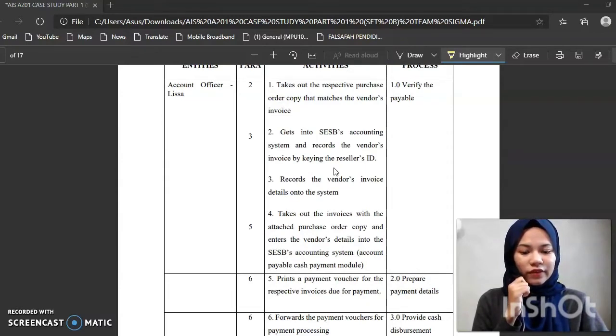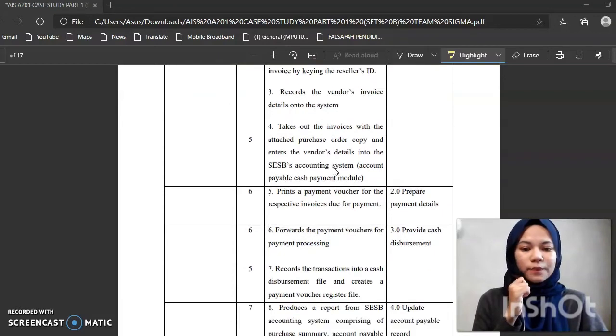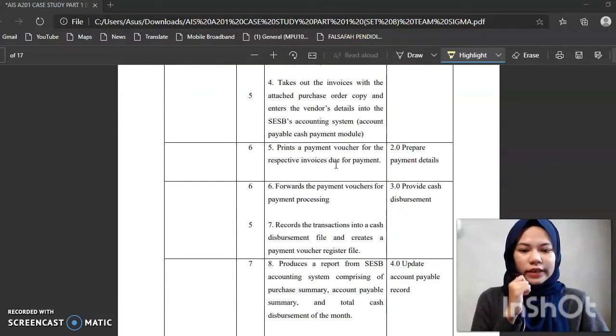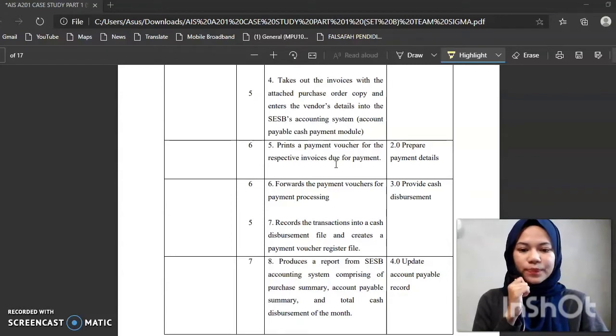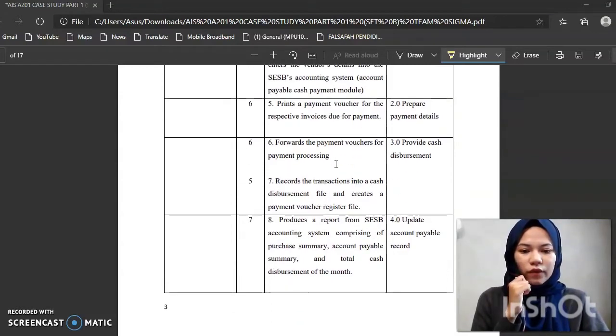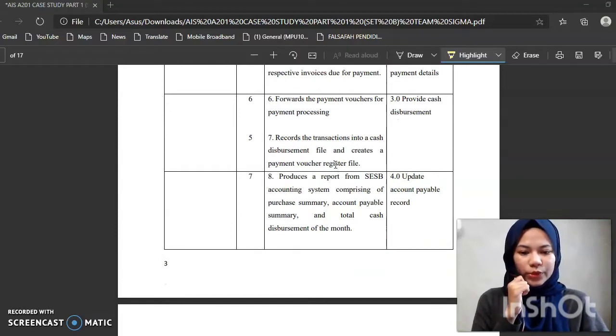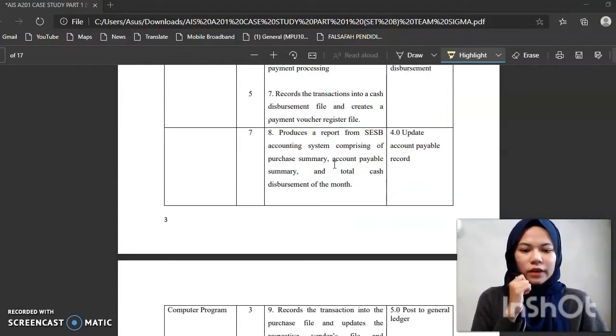and record the vendor's invoice by keying the reseller's ID, record the vendor's invoice, take out the invoice with the attached purchase order copy and enter the vendor's detail into the SESP's accounting system, print a payment voucher, forward the payment voucher for payment processing, record the transaction into a cash disbursement file and create a payment voucher register file, and produce a report from SESP's accounting system comprising of purchase summary, account payable summary, and total cash disbursement of the month.